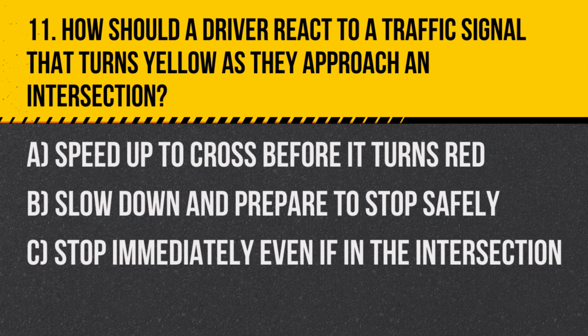Question 11. How should a driver react to a traffic signal that turns yellow as they approach an intersection? A. Speed up to cross before it turns red. B. Slow down and prepare to stop safely. C. Stop immediately even if in the intersection. Answer: B. Slow down and prepare to stop safely. A yellow light indicates the signal is about to turn red.